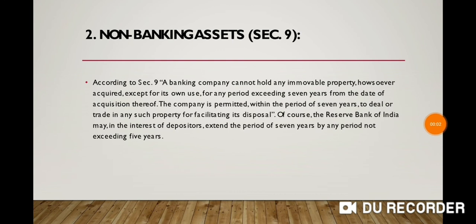Then the second one is non-banking assets. According to Section 9, a banking company cannot hold any immovable property, howsoever acquired, except for its own use, for any period exceeding 7 years from the date of acquisition thereof. The company is permitted within the period of 7 years to deal or trade in any such property for facilitating its disposal. Of course, the RBI may, in the interest of depositors, extend the period of 7 years by any period not exceeding 5 years.